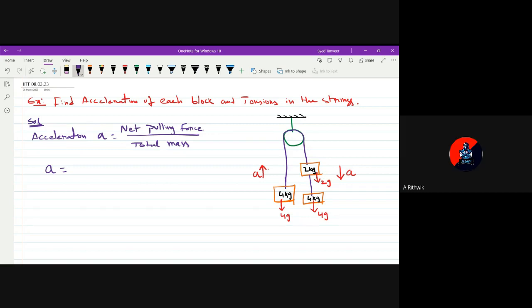Sir, answer is 10 meter per second. Now tell me net pulling force first. Sir, 20, sir. Net pulling force. Okay. 4g, sir. Should I write it like this?